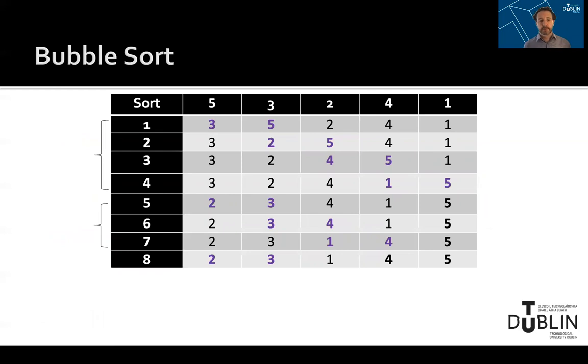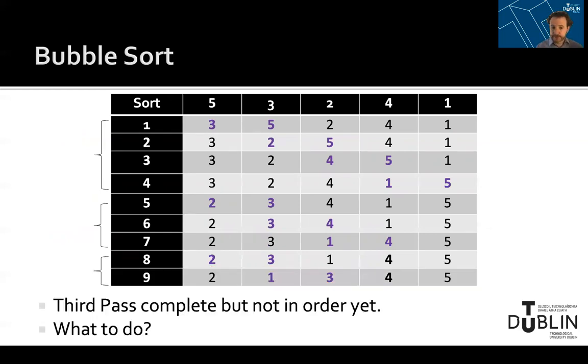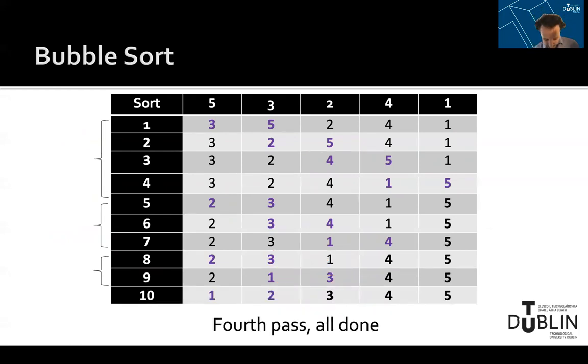So here we have our next pass. We start again at the very top, 2 and 3. 2 and 3 are in order, so it doesn't do anything, but it still has to ask. Next, it goes, which is bigger, 3 or 1? And switch them. So 3, 4, 5 are all in the right location. So now we have our very last one. 2 and 1, switch. Fourth pass, all done. That took 10 operations, yeah? 4 for the first, 3 for the second, 2 and then 1.